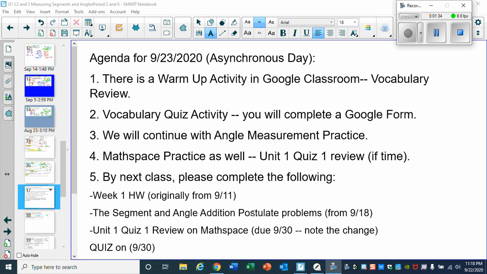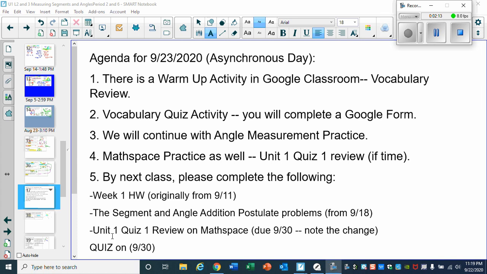Second, additional angle addition postulate problems. That was from last Friday. It was 4 or 5 problems along with a vocabulary matching activity. That needs to be done. Now, do note, problem number 3 from the homework that was assigned on the 18th, you don't have to worry about doing, because I am no longer going to ask for it, because it turns out there was a mistake on it. So no one's going to be able to take care of that problem.